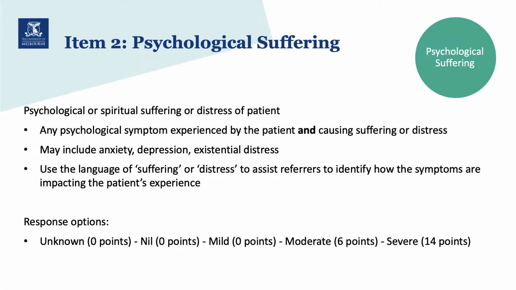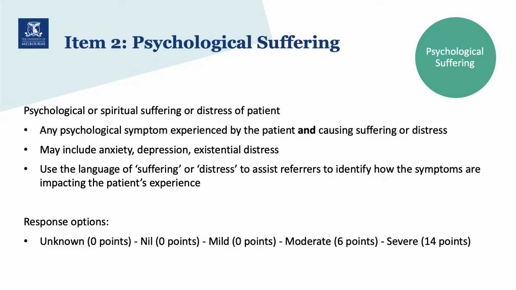Item 2 is psychological suffering. So that's psychological or spiritual suffering or distress of the patient. So this is any psychological symptom experienced by the patient and that is causing suffering or distress. So it may include anxiety, depression, or existential distress. And again, we're using that language of suffering or distress to assist referrers how to identify how the symptoms are impacting the patient's experience. That was something that came out of our qualitative work.